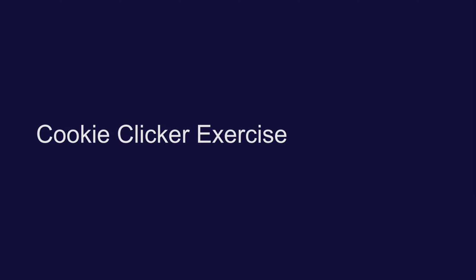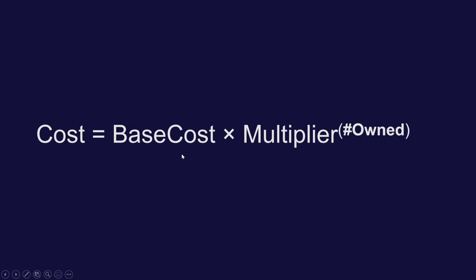So I'm going to jump into the solution to this exercise, or how we might think about solving this problem. The first thing to know is that we can use this formula for calculating and estimating what the multiplier should be. With only one variable changing, which is the number of them we own, it's straightforward. As long as we have a multiplier and a base cost, we can figure out everything else.